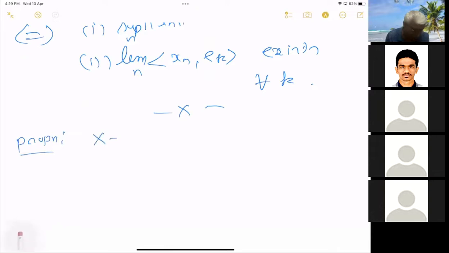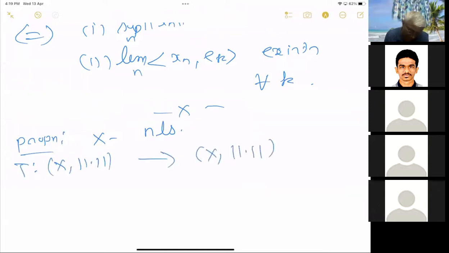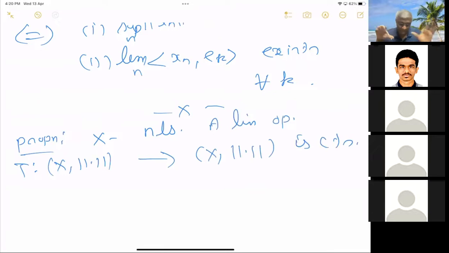X is a normed linear space. So I can put different topologies on this. So I write it like this: X norm means I have the norm topology. Okay, so T from X norm to X norm, a linear operator. I'm assuming the linear operator is continuous. So this is continuous with respect to the norm topology. You put the norm topology on both places.